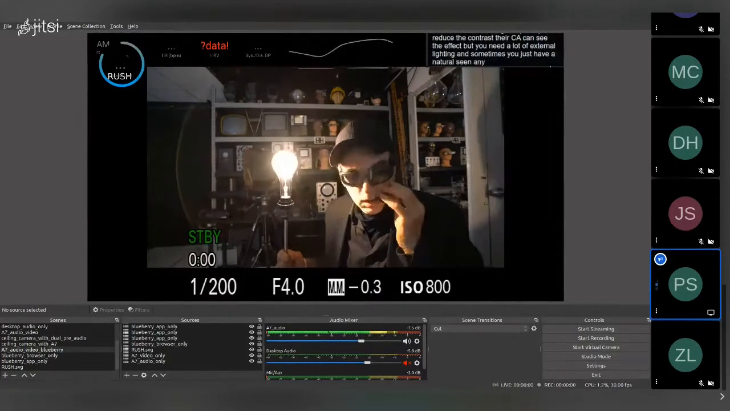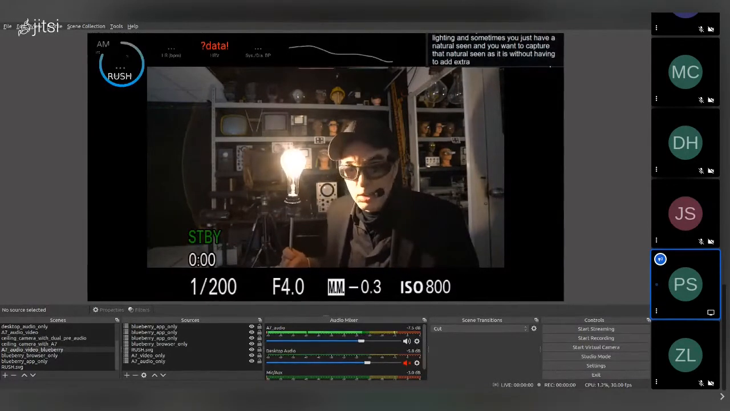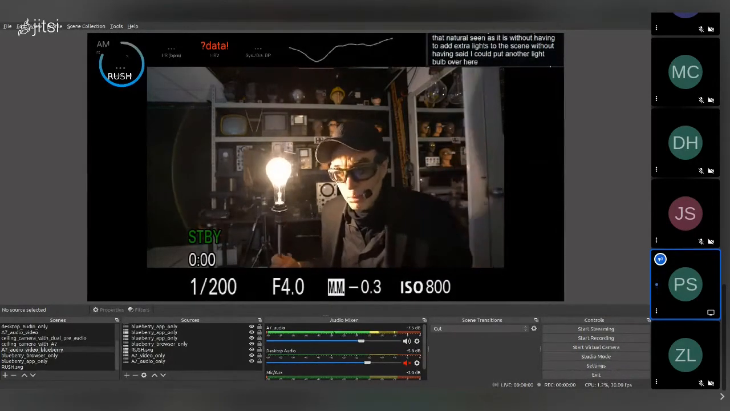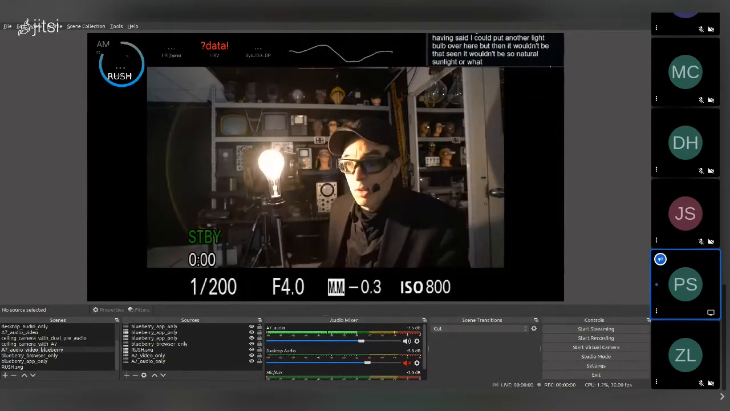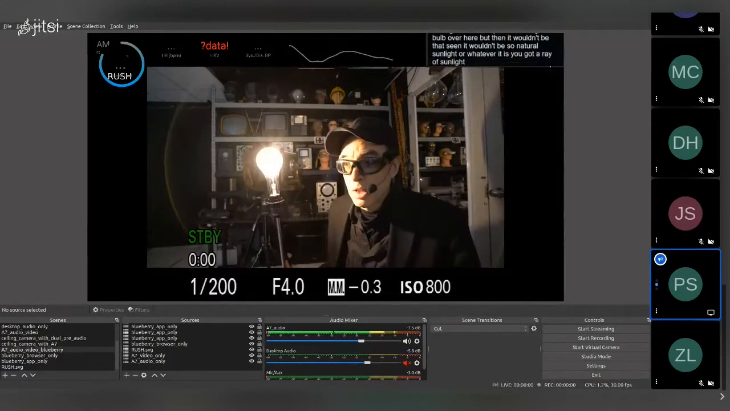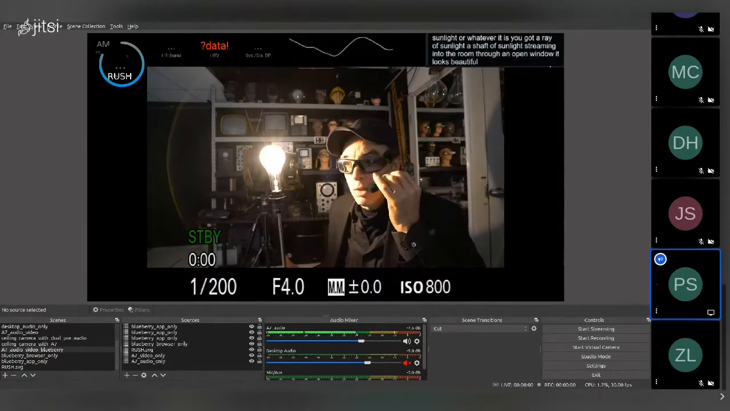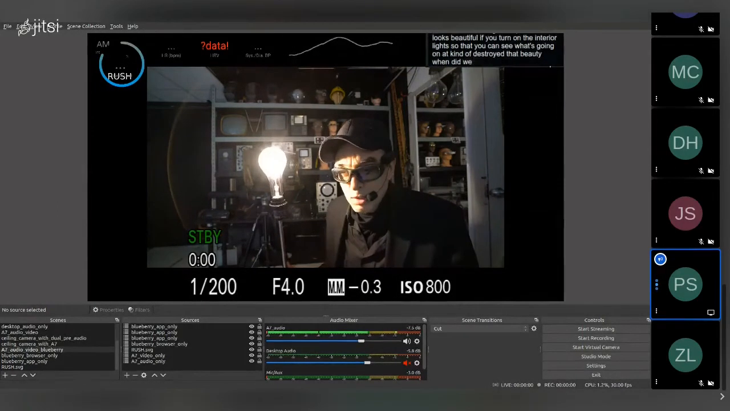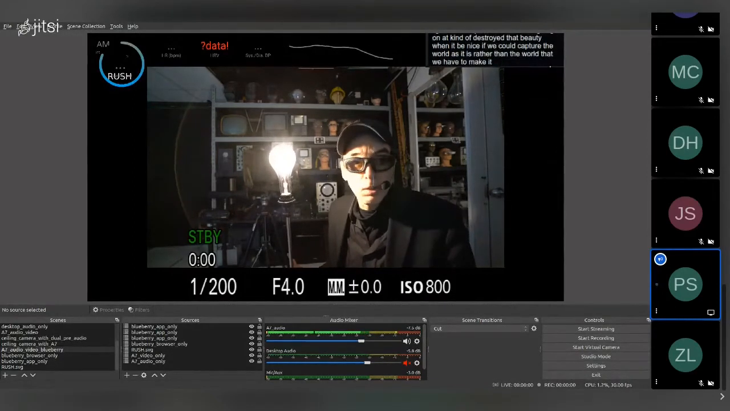and sometimes you just have a natural scene and you want to capture that natural scene as it is without having to add extra lights to the scene. I could put another light bulb over here, but then it wouldn't be that scene. It wouldn't be so natural sunlight or whatever it is. You've got a ray of sunlight, a shaft of sunlight streaming into the room through an open window. It looks beautiful. If you turn on the interior lights so that you can see what's going on, it kind of destroys that beauty. Wouldn't it be nice if we could capture the world as it is rather than the world that we have to make it in order to be captured?